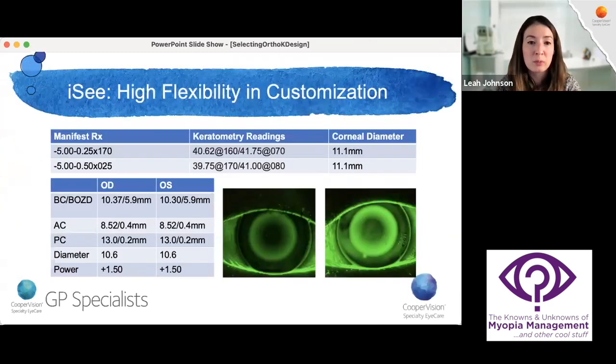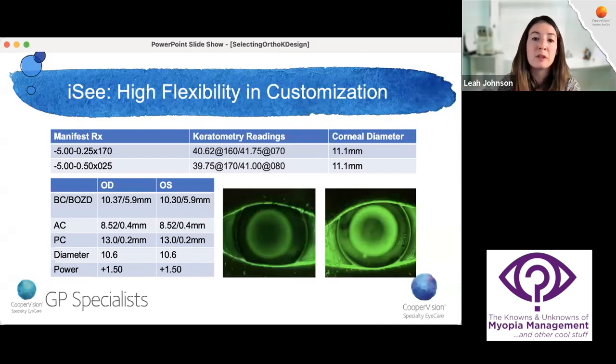And so with IC, we have so much flexibility and customization. We can change all the curvatures of the parameters. We can change the width, the back optic zone diameter. And so this was for our patient. You can see that we do have a lot more parameters than with the Paragon CRT lens. But this patient, she was a -5. And on the very next day, she was 20/25 vision and had about half a diopter of refractive myopia left.